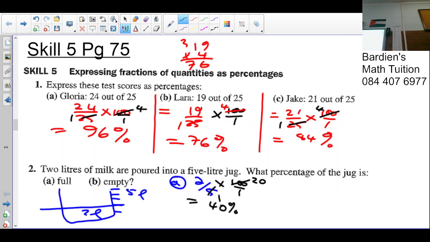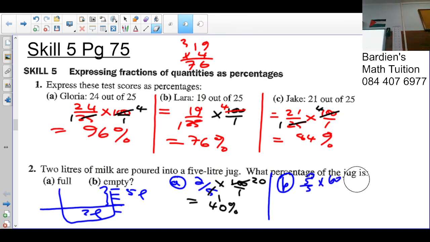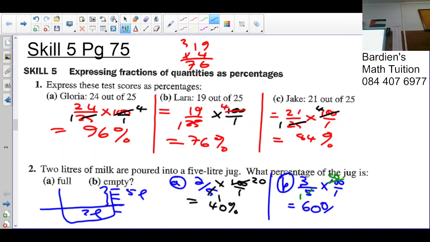You guys understand? Okay, the next one. B. How much of the jug is empty? 3 liters. 3 out of 5 liters. So you say 3 over 5 times 100 over 1. 5 into 5 once, 5 into 100 is 20 times. 20 times 3 is 60. 60%. Okay? Any confusion there, people? No?